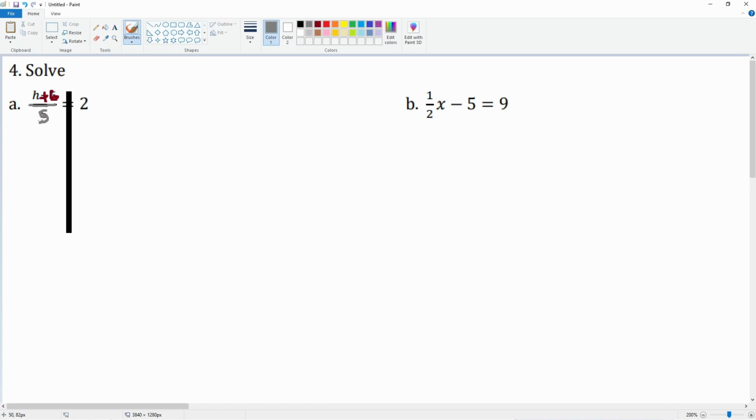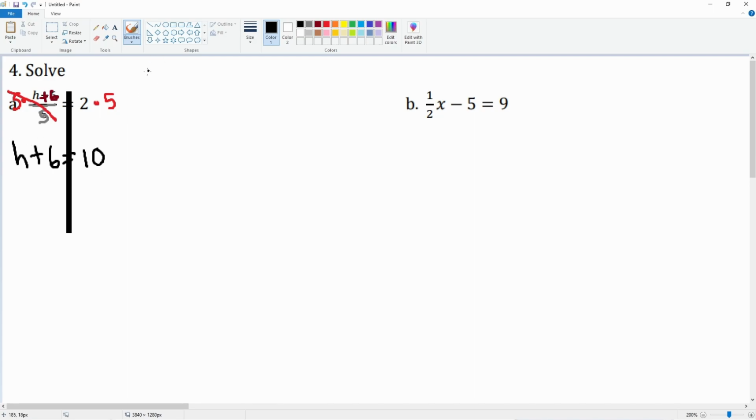So you can't subtract 6 to both sides because it's stuck inside the fraction. So you have to deal with the divide by 5 first. To do that, you have to multiply by 5 to both sides. This process will cancel, leaving you with just a 6. h plus 6 is left over on the left, equals 2 times 5, which becomes a 10.